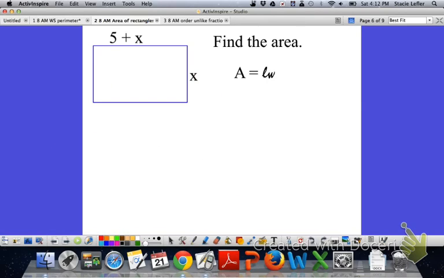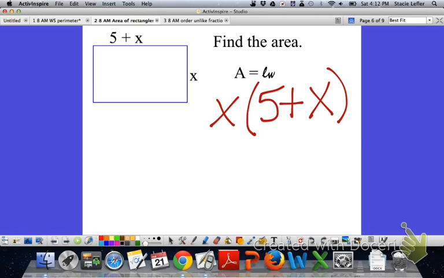Let's throw in some variables and see what happens. To find the area, we would have the length of x times the width of 5 plus x, or vice versa if you'd rather have it the other way around.